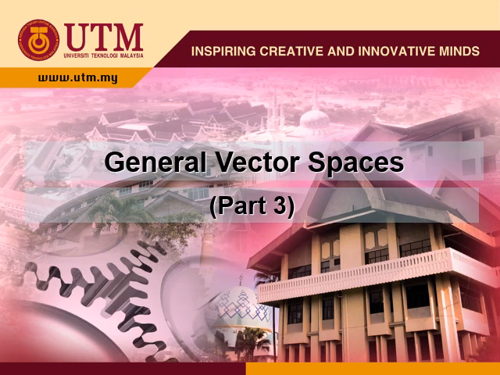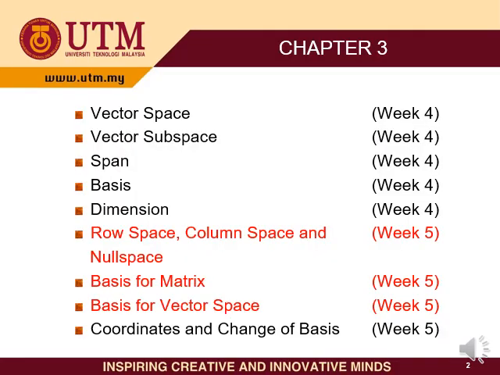Today we're going to continue with our chapter 3, starting with part 3, general vector spaces. As you can see here, last week we already discussed a few topics in chapter 3, which is vector space and two-dimension. Today we're going to start with part 3 and 4, where we will discuss row space, column space, null space, basis for matrix and basis for vector space in this part 3. Next we will have part 4, which is coordinates in change of basis.